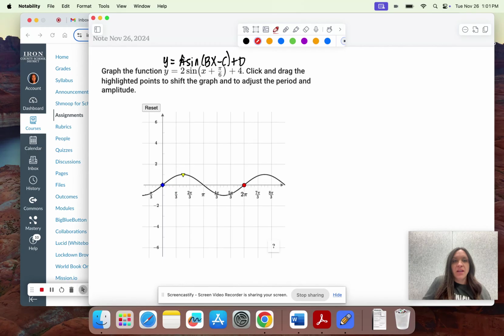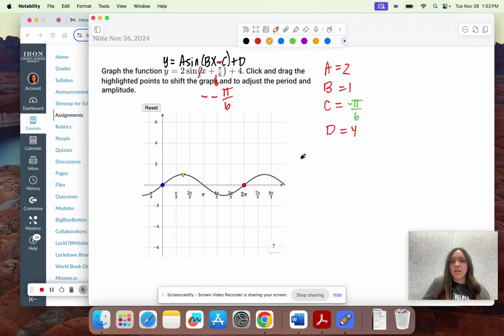Okay, so a is 2. B is the number by x, and there's that invisible 1 there. C is the number after the minus sign. Remember, there's no subtract sign, so you have to think of it as negative pi sixth. Break up that positive. So C is actually negative pi over 6. You can always just remember it's the opposite sign inside the parentheses. And then D is 4.